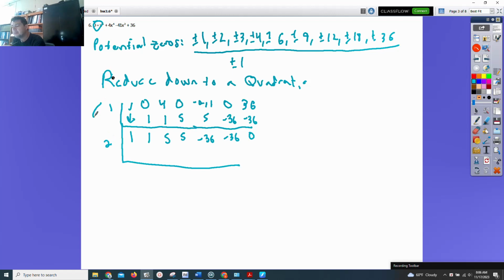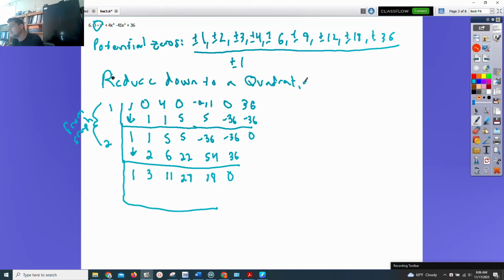Now the graph told me that 2 was a 0. So I drop the 1. 1 times 2 is 2. 1 and 2 makes 3. 2 times 3 is 6. 5 and 6 makes 11. 2 times 11 is 22. Interesting. 5 and 22 makes 27. 2 times 27 is 54. Okay, good. -36 and 54 makes 18. Twice 18 is 36, and I have a 0. I pulled out two zeros, and I'm going to pull out two more because I want to reduce down to a quadratic.